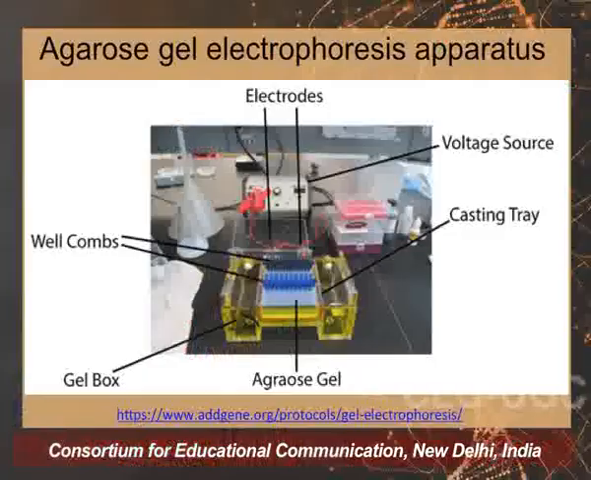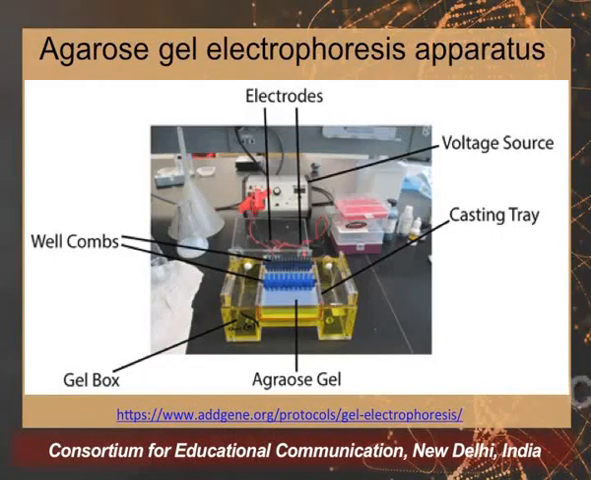So this is the agarose gel electrophoresis apparatus. You need a casting tray and you need a tank in which the gel will be cast. Then the combs are there which will make the wells where the DNA sample will be loaded. This casting tray, the gel and with the wells will be put in a tank where it will be submerged inside the buffer.